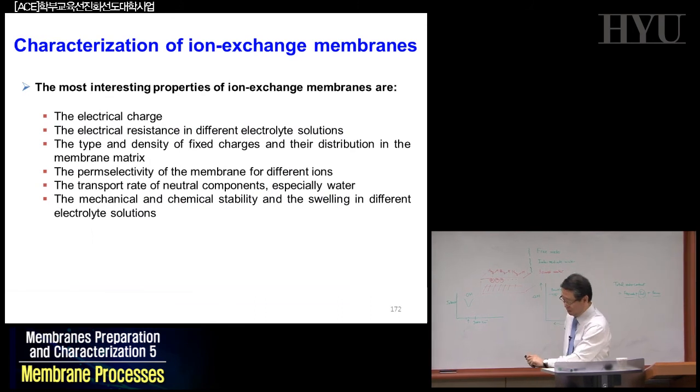We can measure the ion exchange membrane properties because this membrane has a charge. Electrical charge can be measured. Electrical resistance can be measured as well. Permselectivity of the membrane is very important because if you have two different ions, positive and negative ions, just like the rejection, we need to know the permselectivity of the membrane for different ions. Transport of water is very important as well.